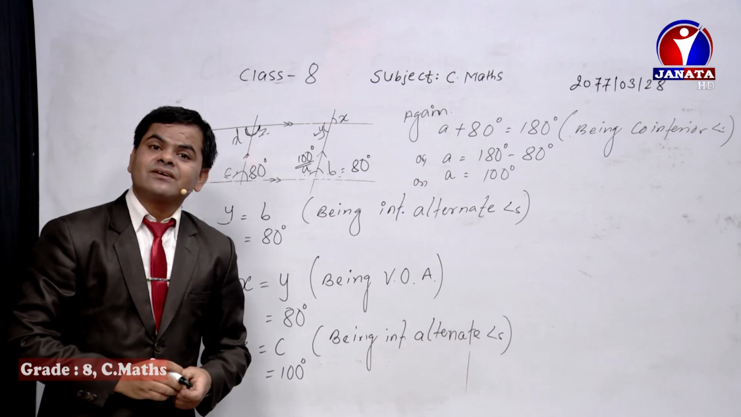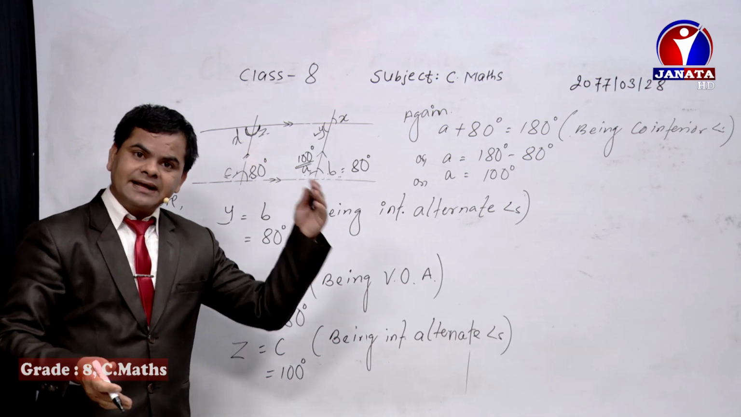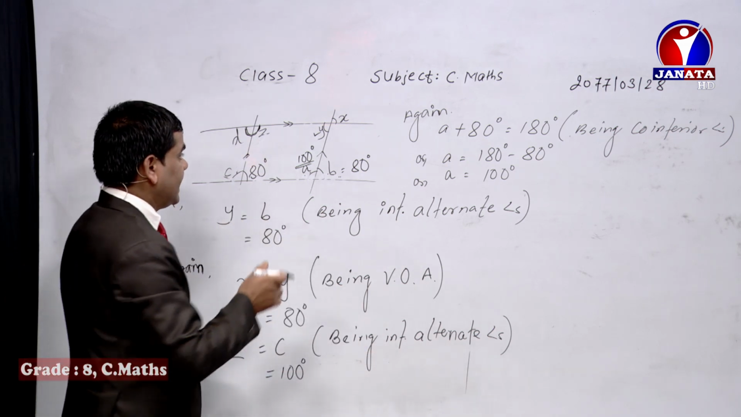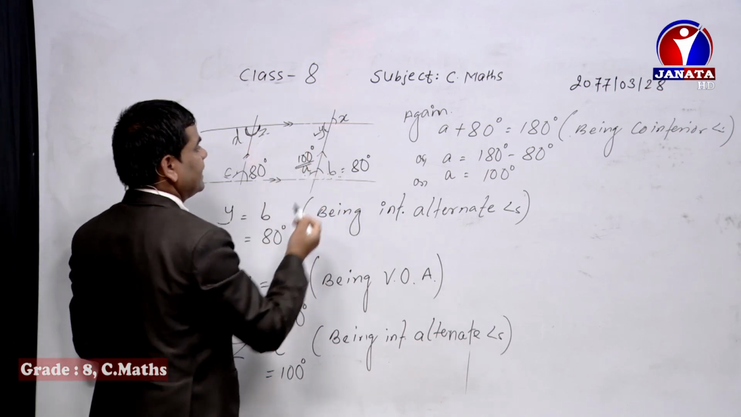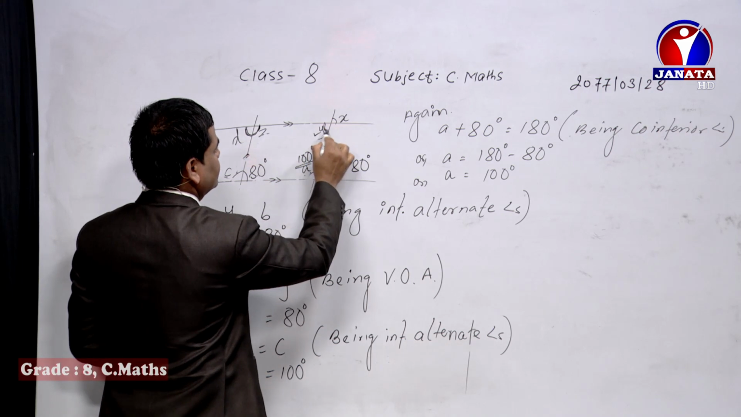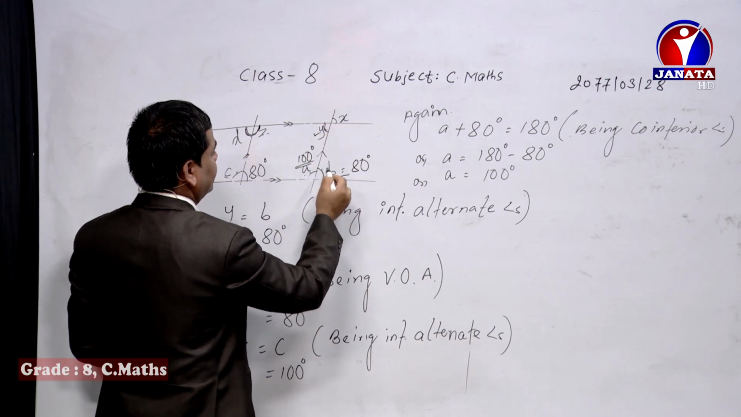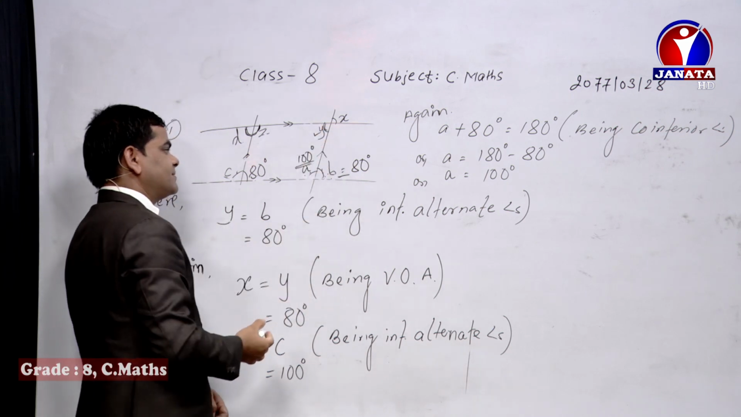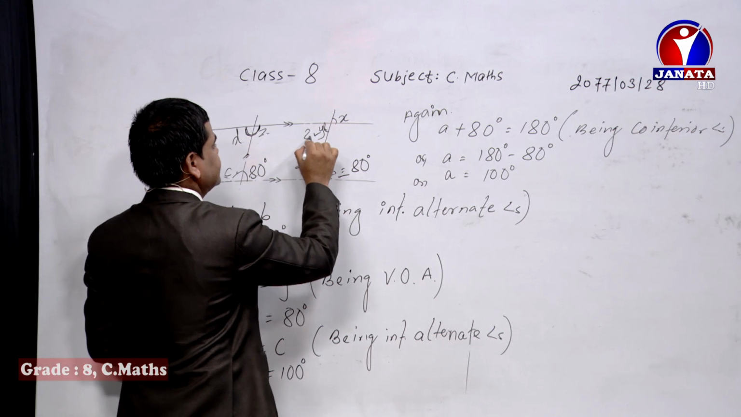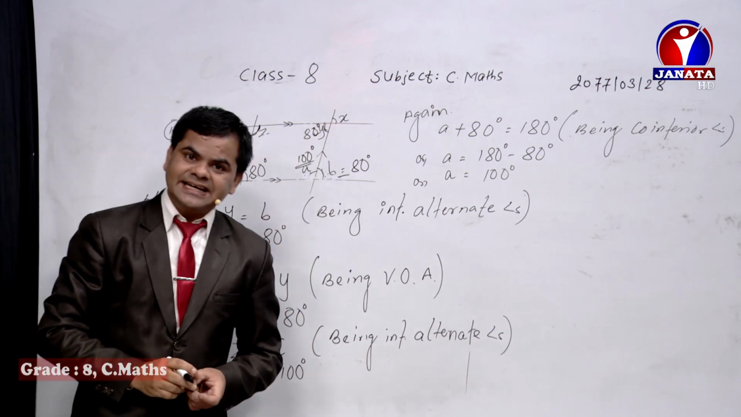To be interior alternate angles, one should be on the right hand side, another on the left hand side, but both should be in between the two parallel lines. And y and b are in between the two parallel lines. This one is interior and this one is also interior, and B is on the right hand side and Y is on the left hand side. So Y equals 80 degrees. Y's value came as 80 degrees.